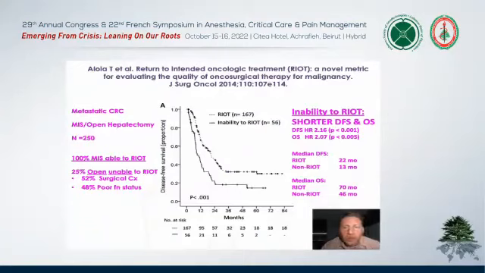Now, Lawyer looked at the inability to RIOT in 250 patients having minimally invasive or open adjuvant liver resections for metastatic colorectal cancer. And 25% of these patients in this study were unable to RIOT, but they were all actually in the open group. And the inability to RIOT was associated with a significantly shorter disease-free survival and overall survival in this patient group.